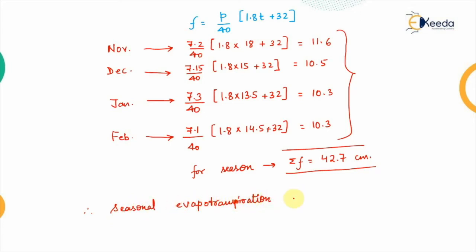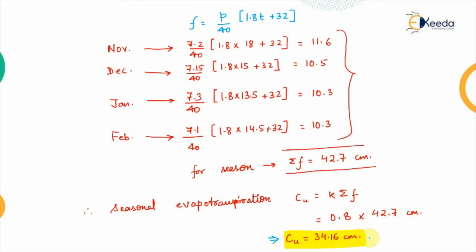Therefore the seasonal evapotranspiration, that is CU, will be equal to K into summation of f. We know the value of K is 0.8 for the entire season, and the summation of f is 42.7 centimeters. So from here, the consumptive use that we get is equal to 34.16 centimeters. That means for the growth of the plant that we are talking about, that is wheat, for the entire season this plant will require 34.16 centimeters depth of water for its evapotranspiration needs.